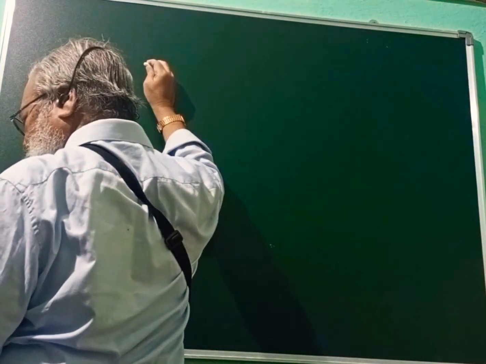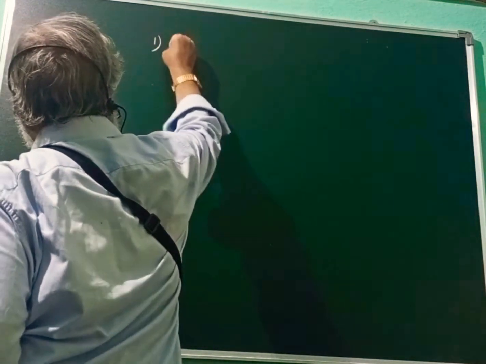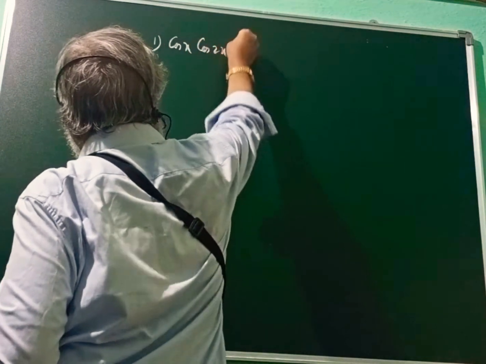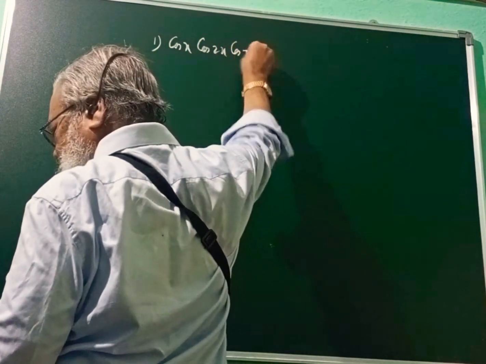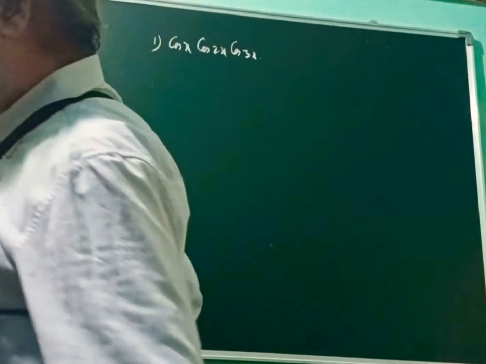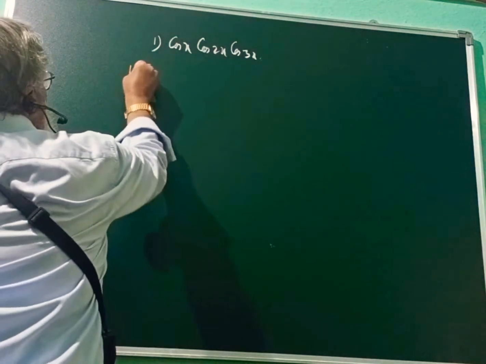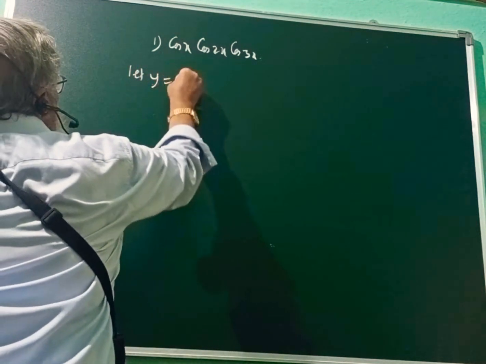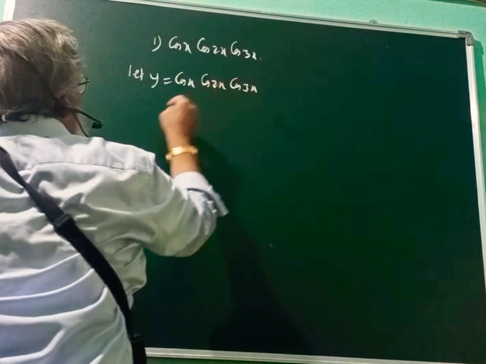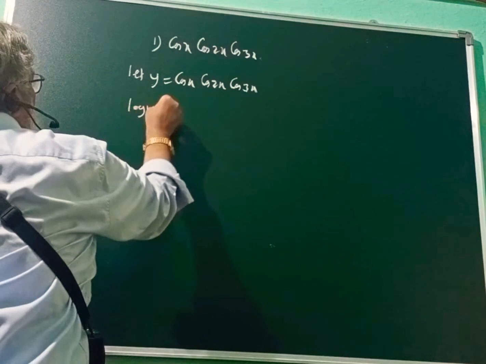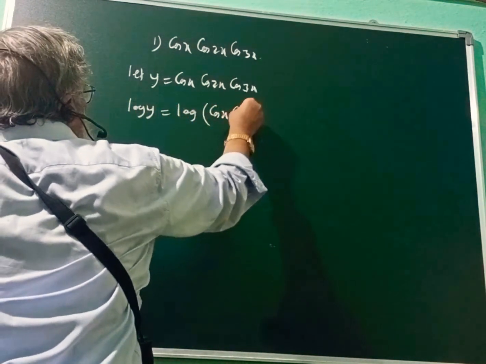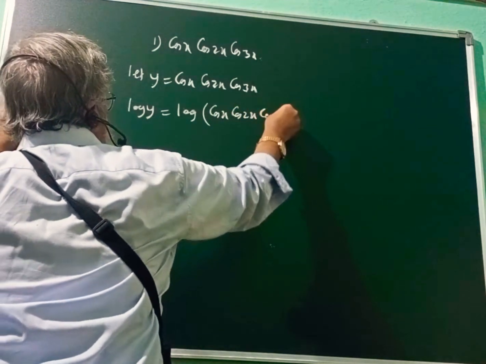Differentiate with respect to x: cos x into cos 2x into cos 3x. Now again let us suppose y is equal to cos x, cos 2x, cos 3x. Applying log on both sides, log y is equal to log of cos x, cos 2x, cos 3x.